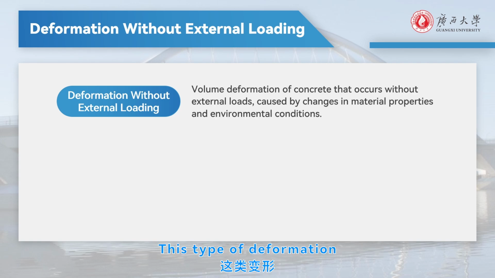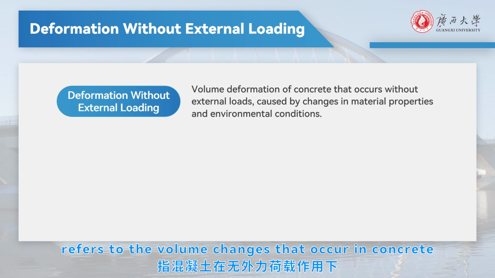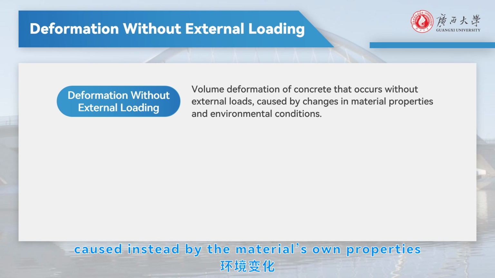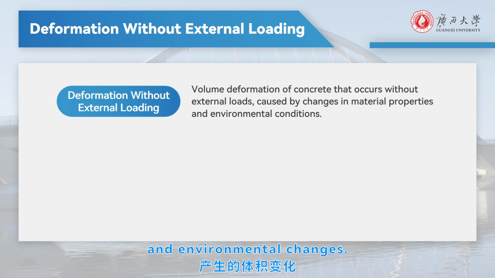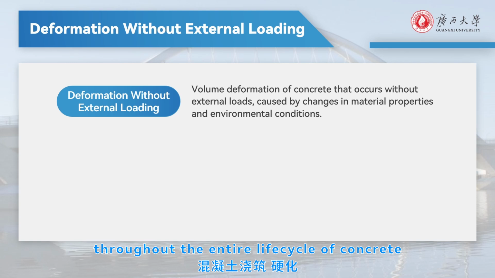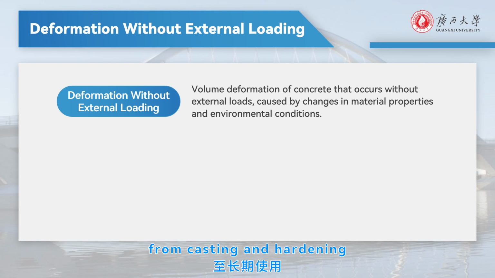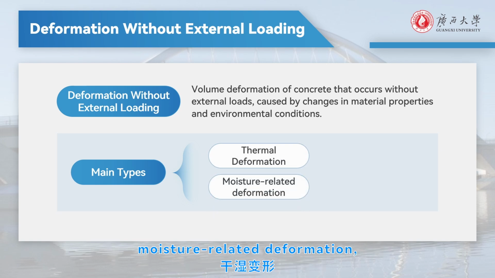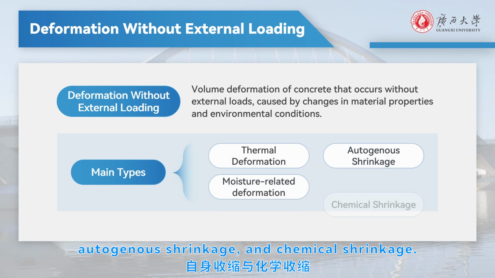This type of deformation refers to the volume changes that occur in concrete without the action of external loads, caused instead by the material's own properties and environmental changes. It occurs throughout the entire life cycle of concrete from casting and hardening to long-term service and is one of the primary causes of early-age cracking. The main types include thermal deformation, moisture-related deformation, autogenous shrinkage, and chemical shrinkage.